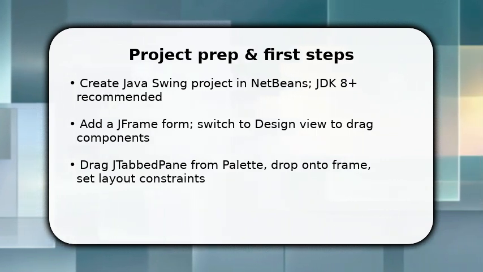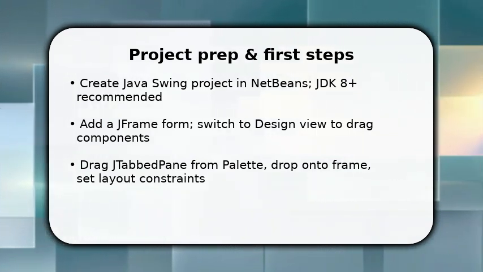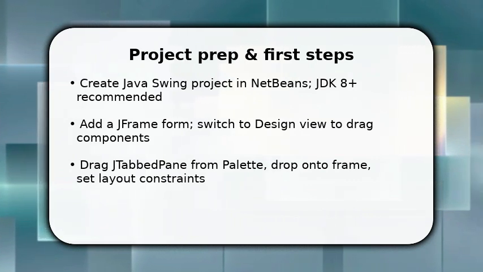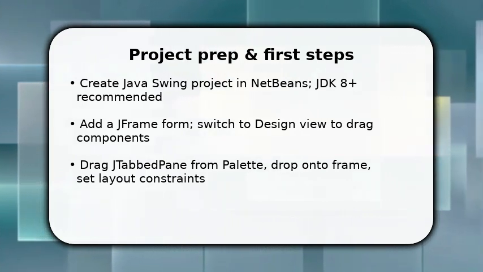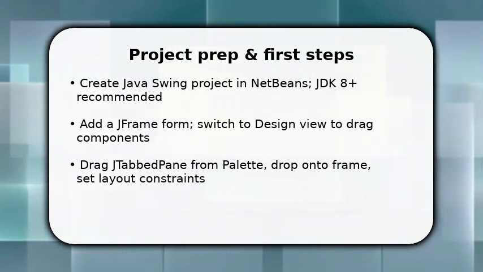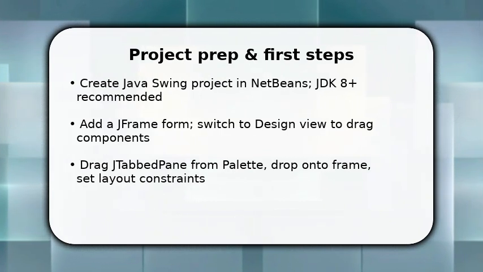Drag a JTabbedPane from the palette onto the frame and position it using layout hints. This creates the container for tabs. You should name the component clearly in the inspector. Make sure to save the form and compile so the GUI builder updates component metadata.